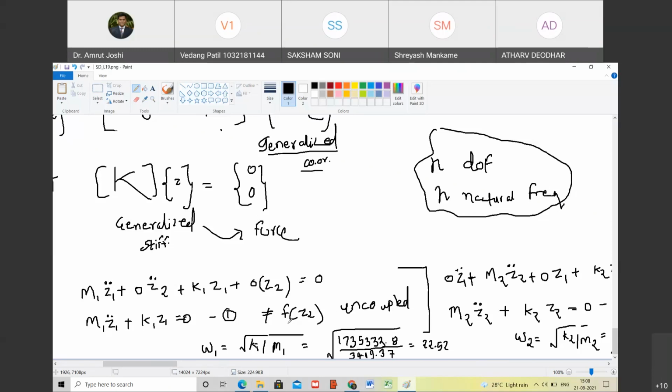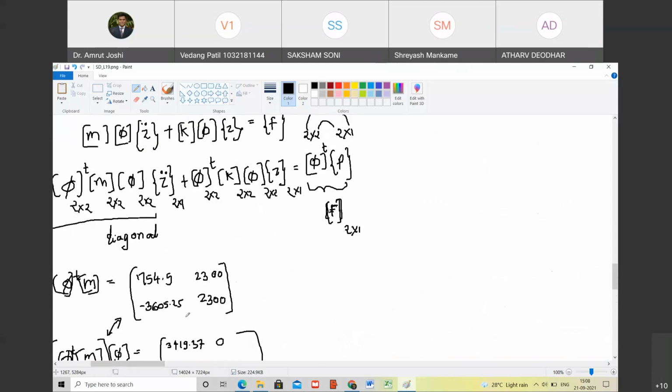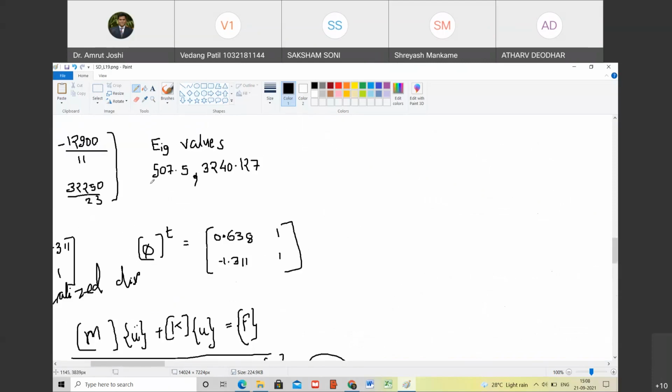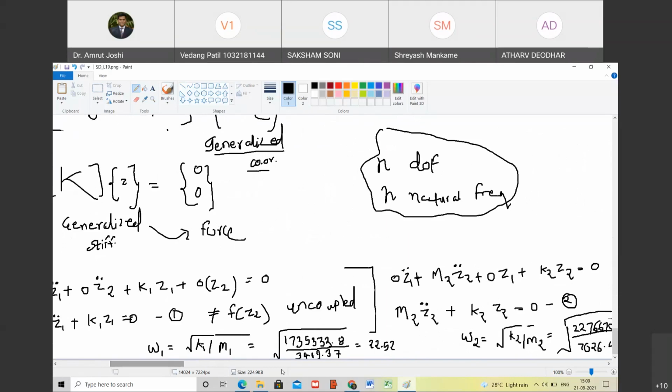Now, can you do one thing for me? Can you do 22.52 square? How much is that? 507.15. This is because of rounding off. Otherwise, it would have come exactly equal to 507.5.